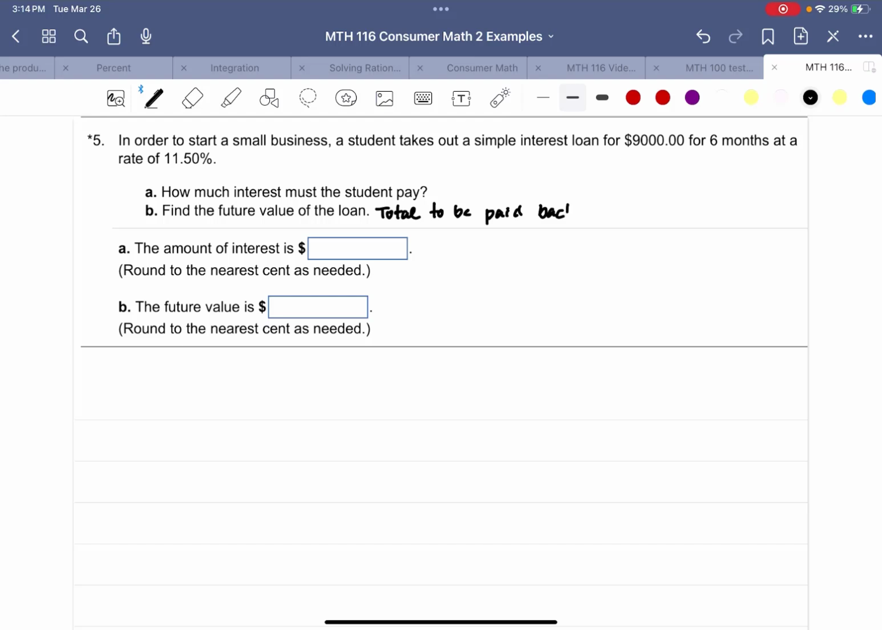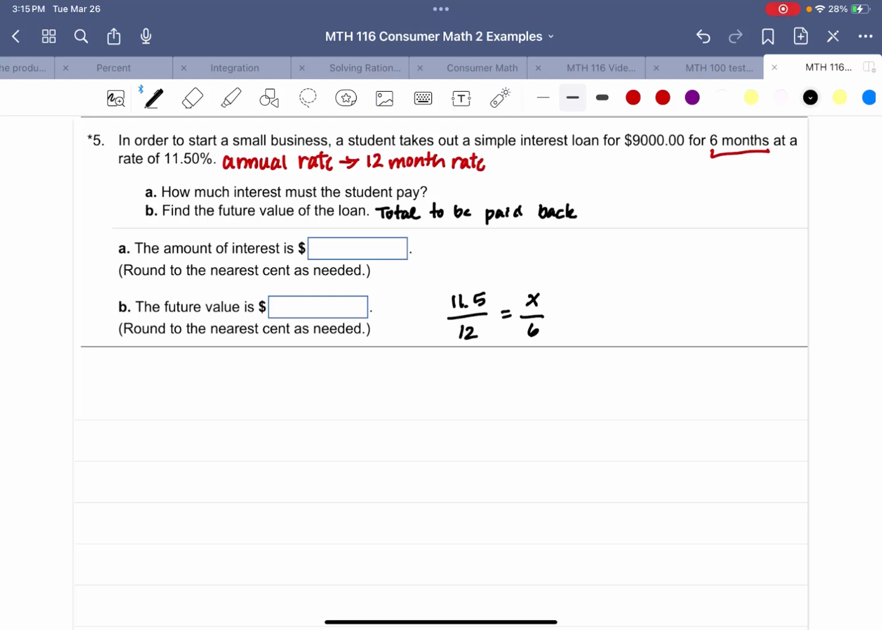Now, one thing they don't tell us here, but we really have to know, is that anytime they quote you a rate, it's usually an annual rate. That means this is a 12-month rate. But this student is only keeping it for 6 months. So we're going to take our 12-month rate. So it's 11.5 for 12 months. And what is that amount for 6 months?